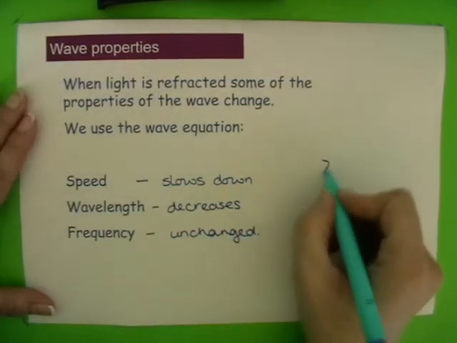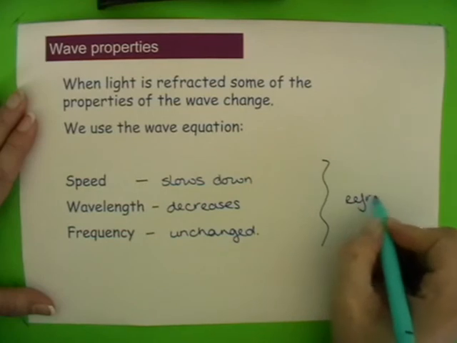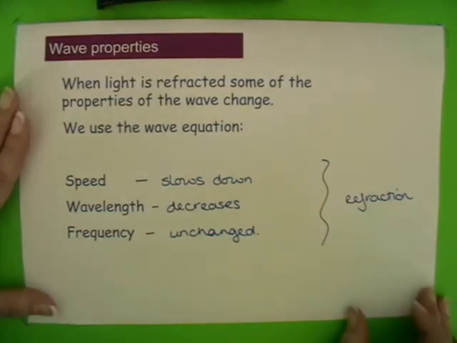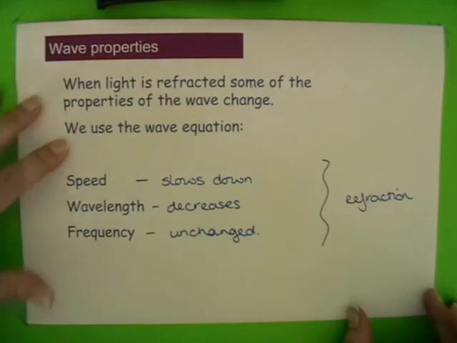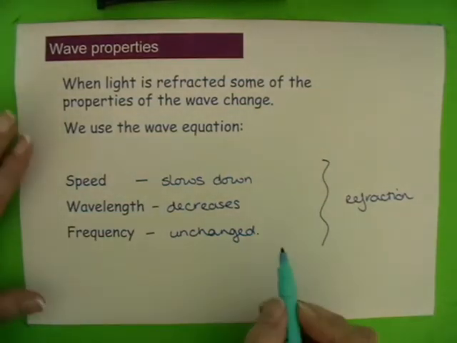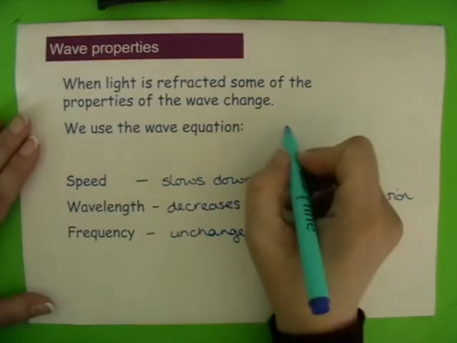Those are important factors for refraction, and you should learn those. The speed of the light slows down, and the wavelength decreases, and the frequency is unchanged. And if you have any concerns about learning this, we can also use the wave equation to make sense of it.